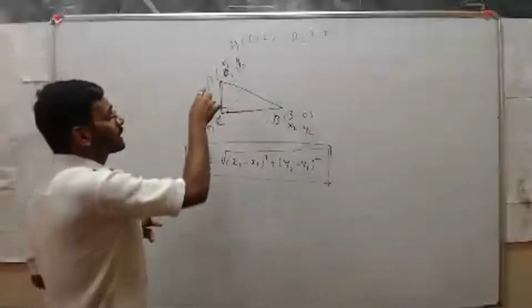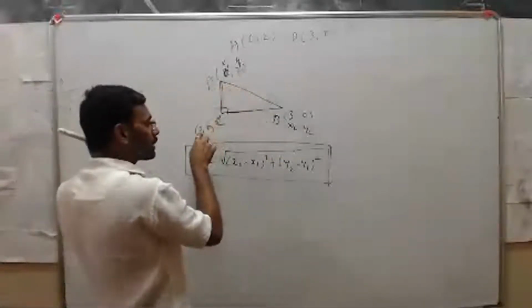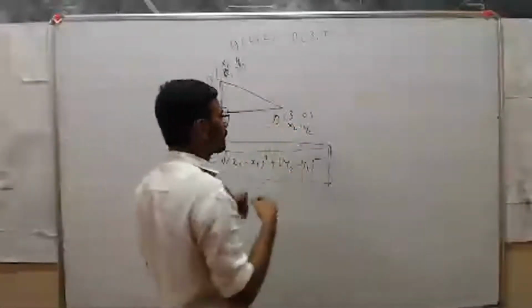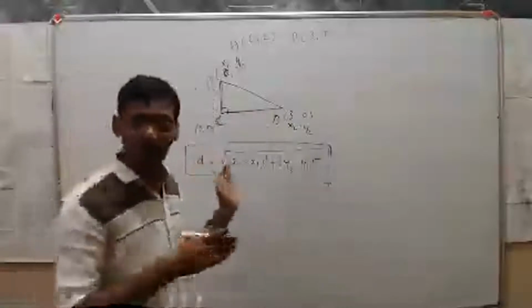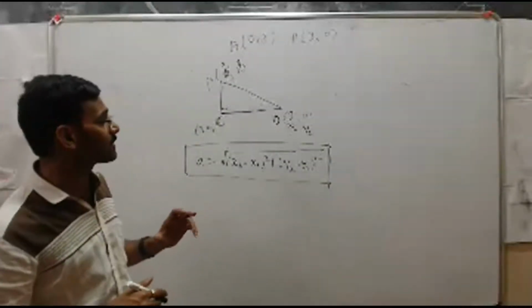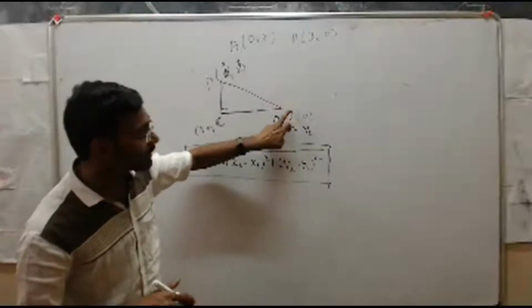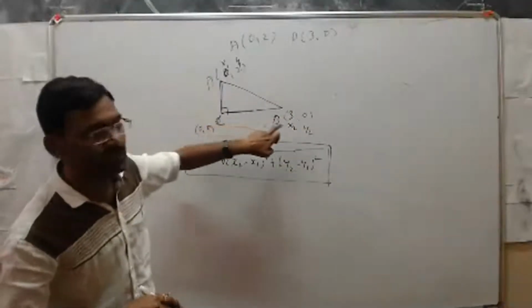Okay, it means the coordinates of A are 0, 2. The coordinates of C are 0, 0. The coordinates of B are 3, 0. So finding the perimeter means perimeter is nothing but the sum of all three sides. Sum of all three sides means distance of AB, distance of AC, distance of CB.